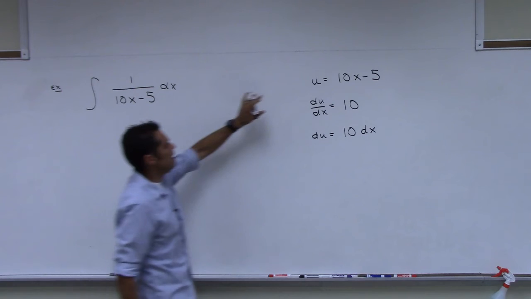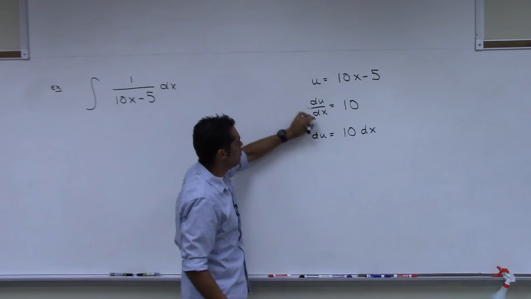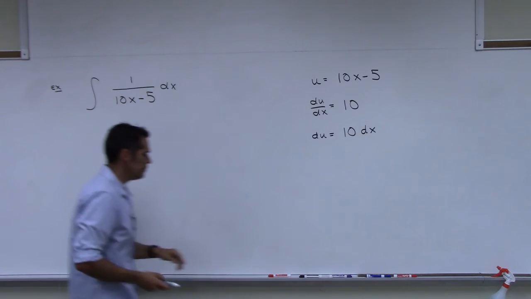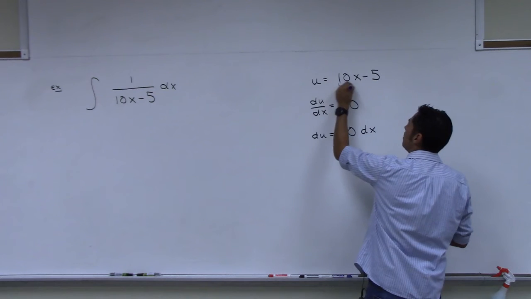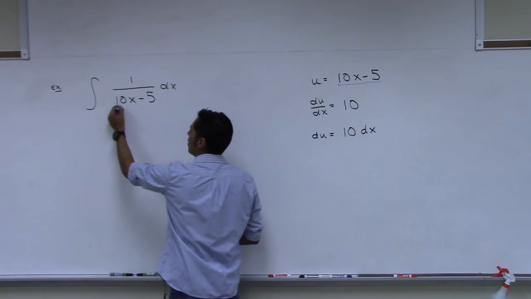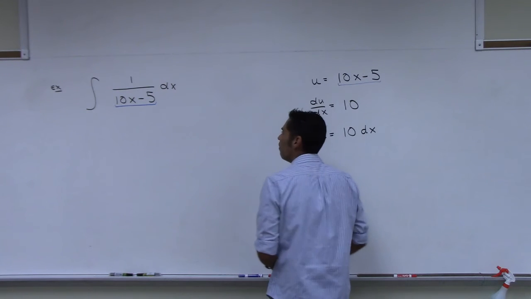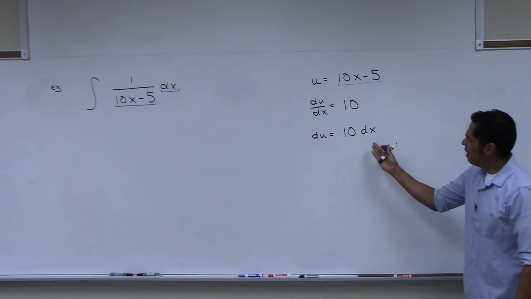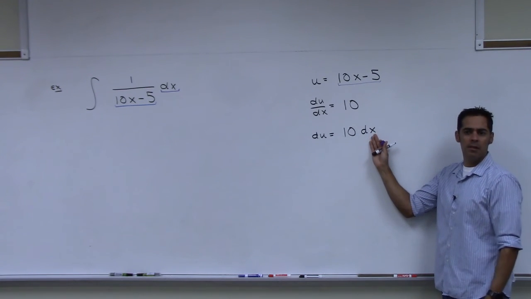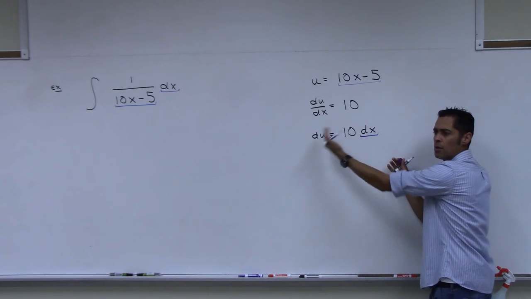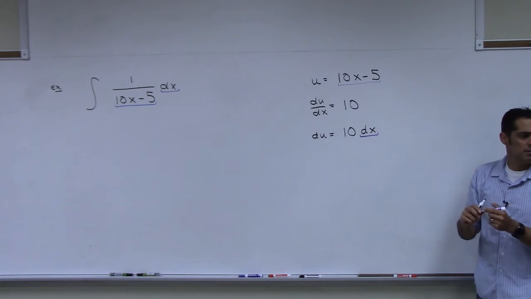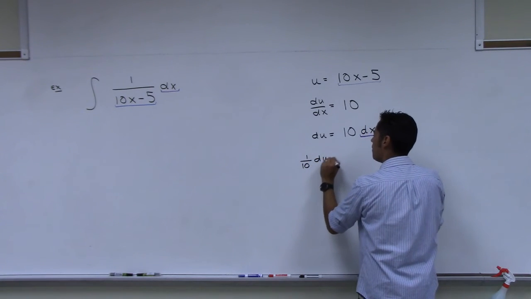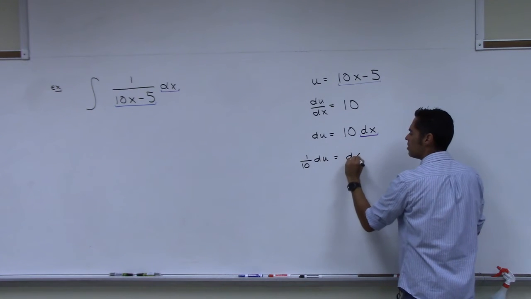So you write down u is 10x minus 5. The derivative of that is 10. You bring the dx to the other side. And now we have to play this little matching game where we know we can replace this piece right here. That piece is going to get replaced with u. But what about dx? What are we going to replace that with? We have 10 dx over here, so we need to get the dx by itself. We're going to multiply both sides by 1/10, and it goes away, and we just have the dx by itself.